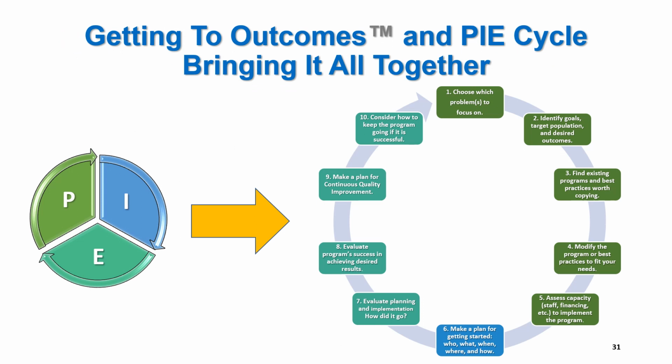This graphic illustrates how the PI cycle and GTO 10 steps can be used together when developing, evaluating, and implementing a high-quality focused healthcare initiative. The plan, implement, evaluate cycle could ideally be used with each step.